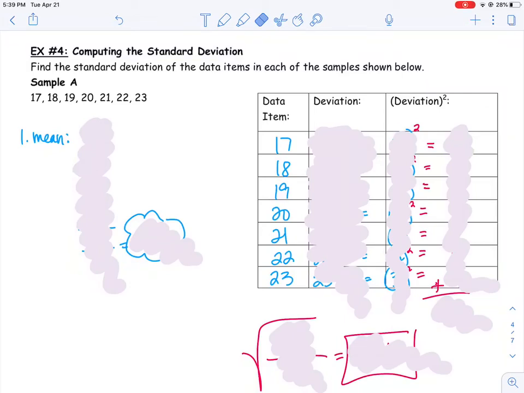Here's our last video in section 12.3. This is example number 4, talking about standard deviation. So we did in the last video an example of calculating standard deviation by hand.